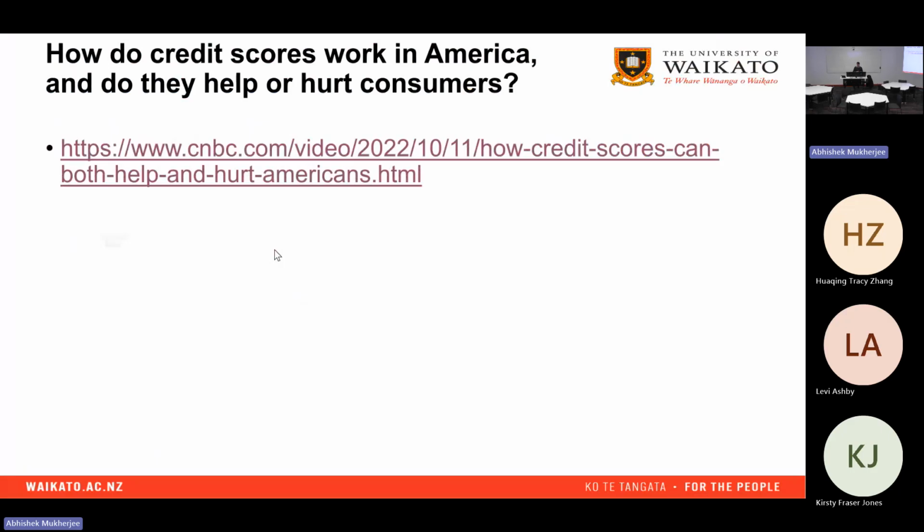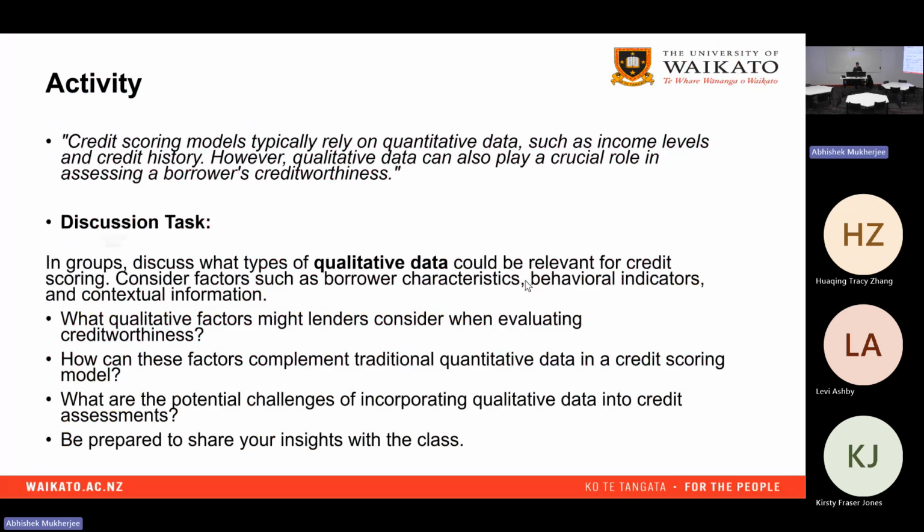So obviously there are issues with the credit scoring system. So the task that I have before I move on to the payment system now is to look at this: the credit scoring model typically relies on quantitative data, that's what we saw in the video, such as income level or credit history. However, qualitative data can also play a crucial role in assessing the borrower's creditworthiness.